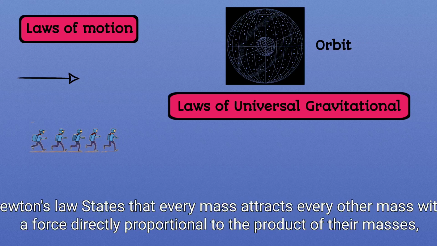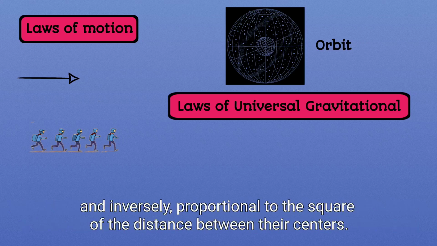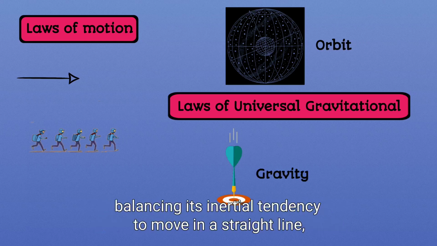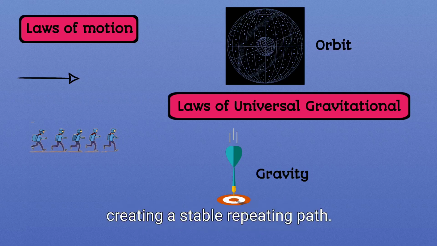Newton's law states that every mass attracts every other mass with a force directly proportional to the product of their masses and inversely proportional to the square of the distance between their centers. In orbit, gravity continuously pulls the object toward the massive body, balancing its inertial tendency to move in a straight line, creating a stable, repeating path.